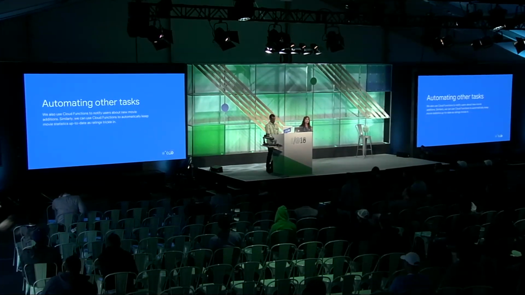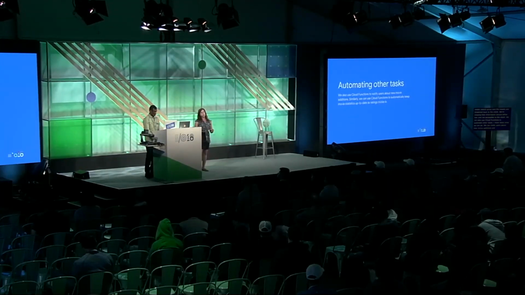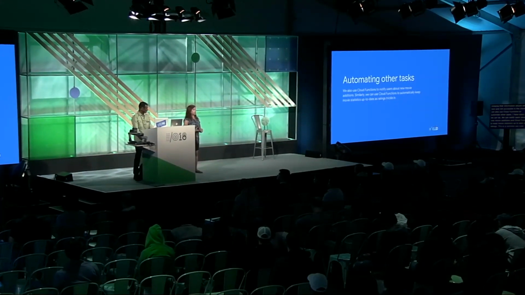We can also use Cloud Functions to automate other tasks. I have so many ideas about what we can do, but I just looked at a couple. So for instance, we can notify users about new movie additions to try to engage them with what we're adding to our collection. And we can use Cloud Functions to automatically keep movie statistics up to date as ratings trickle in. This is a very common use case where you might have some number that you need to keep track of, a total or an average.